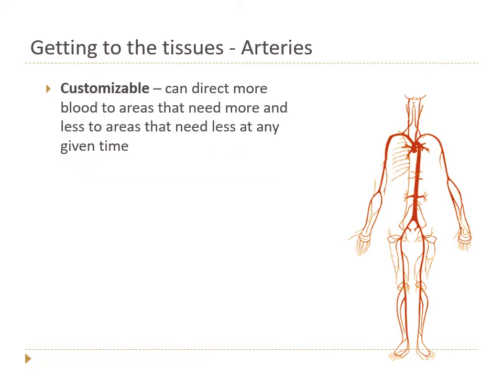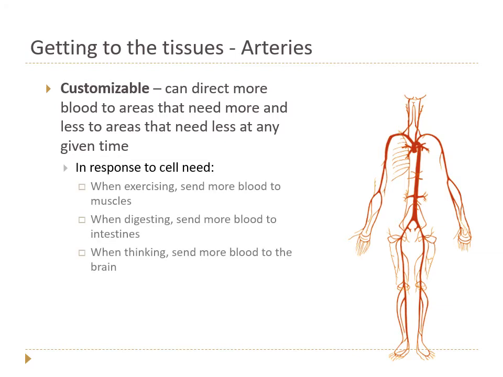The other characteristic of arteries, besides that they are a relatively high pressure system, is that they need to be customizable. And that means that there are going to be different times that different tissues need more or less arterial blood coming to them because they need more or less blood for one reason or another. So we need to be able to customize how much blood is traveling through those arteries. And so they're going to have structures in them that allow us to do that, right? So if cells need to make more ATP because they're doing more work, right, then we need to get more blood delivered to them so we can deliver more oxygen.